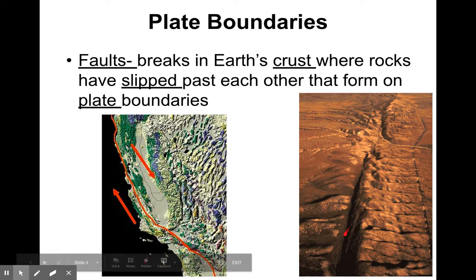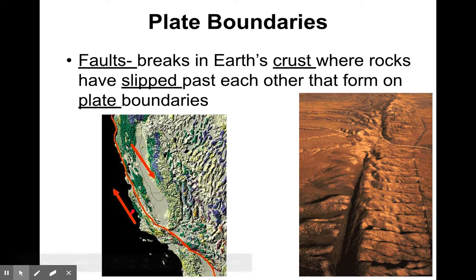Here's another picture of it, an actual picture of it. And you can see how they're slipping past each other. The arrows are not moving towards each other. So it's not like this arrow is moving this direction and this arrow moving this direction. They're slipping past each other like they're passing each other in the hallway. They are transforming, okay? They are transform boundaries, okay?